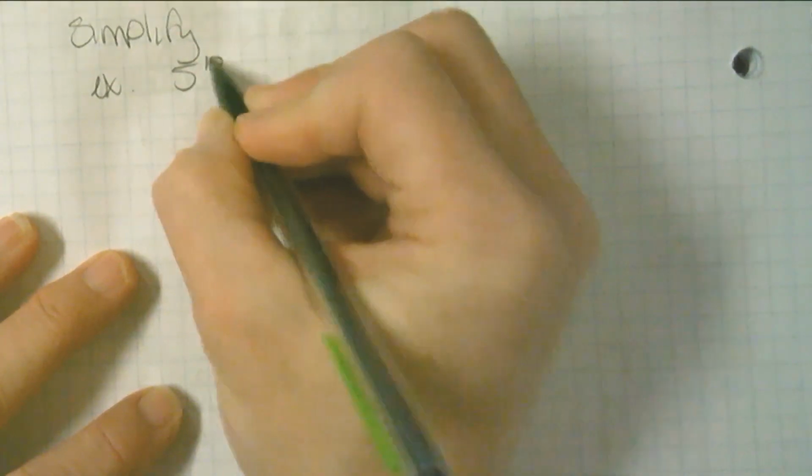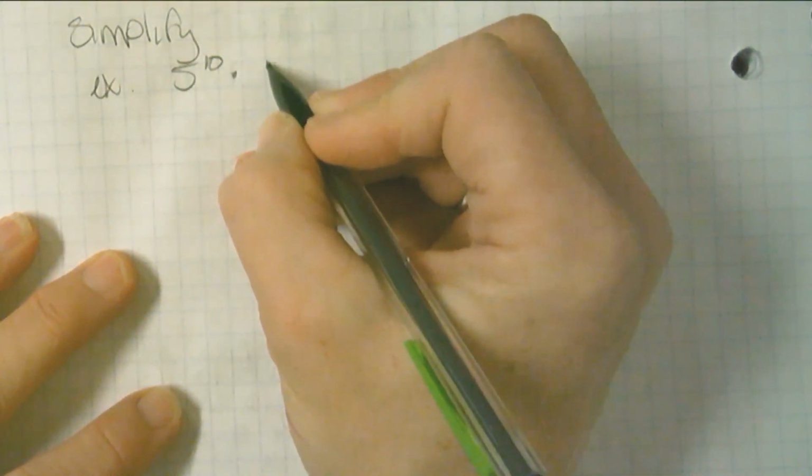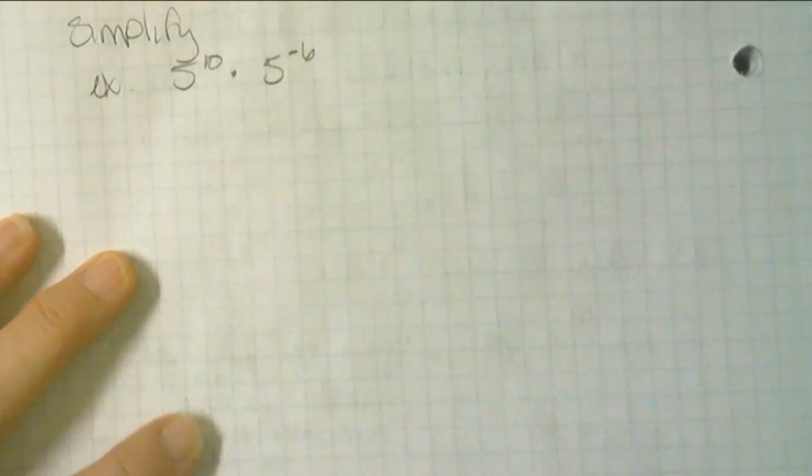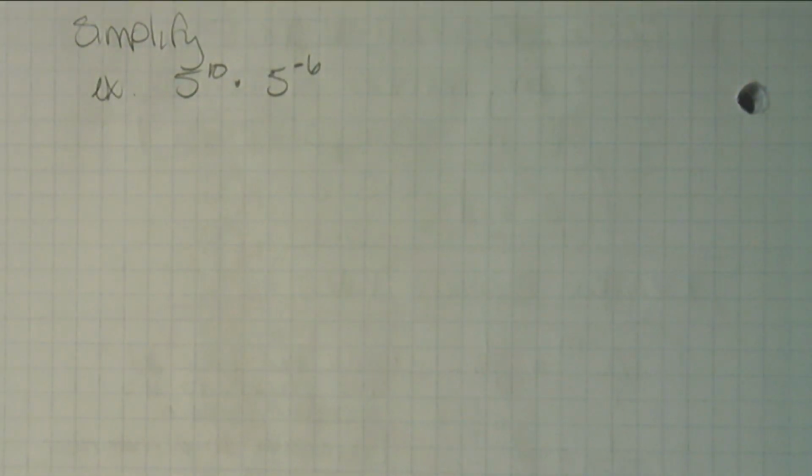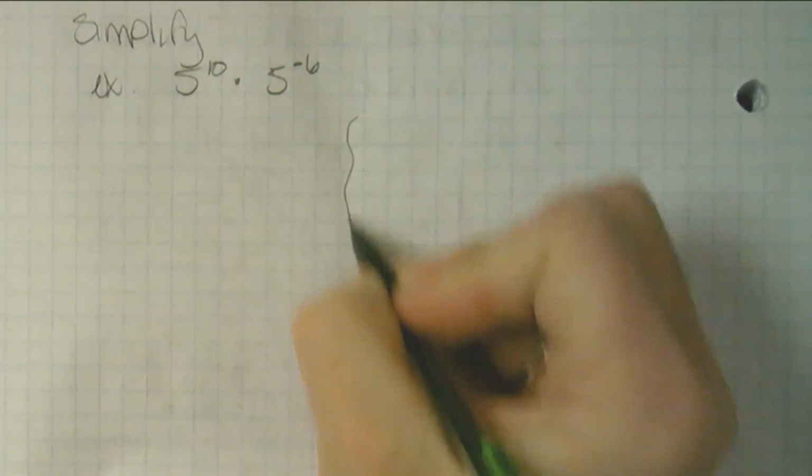5 to the 10th power times 5 to the negative 6th power. So now you have a couple power rules that I need to be using. You have two options here. You could use multiplying two numbers with the same base. How many of you agree that we could do that? I'm going to show the two different options.